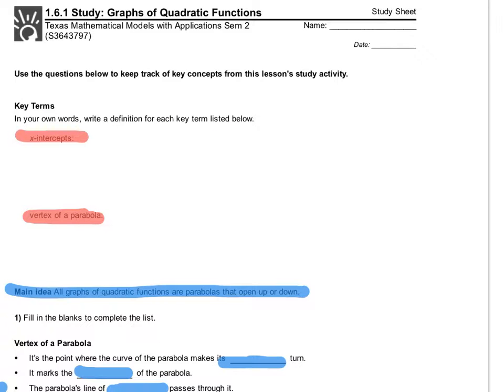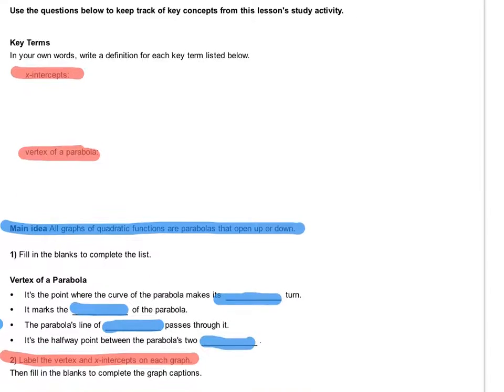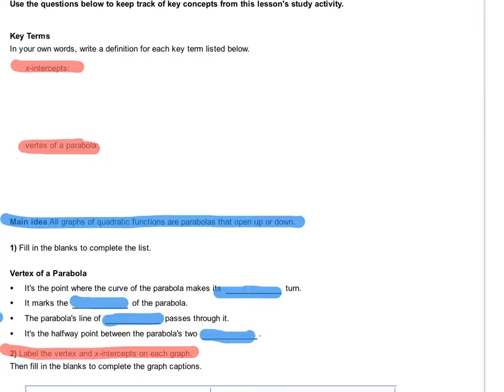Okay, so today Math Model Semester 2 lesson is 1.61, the study of graphs of quadratic functions. So we're going to look at some parabolas. Okay, so let's talk about the key terms. One of the key terms we got is x-intercept. And x-intercept is just the point where the graph of a function crosses or touches the x-axis.